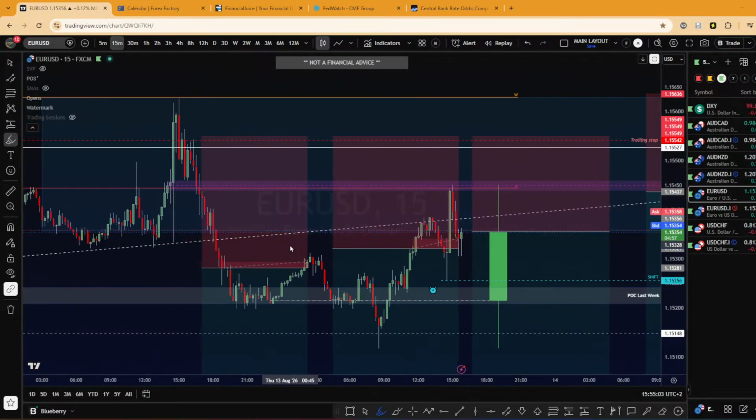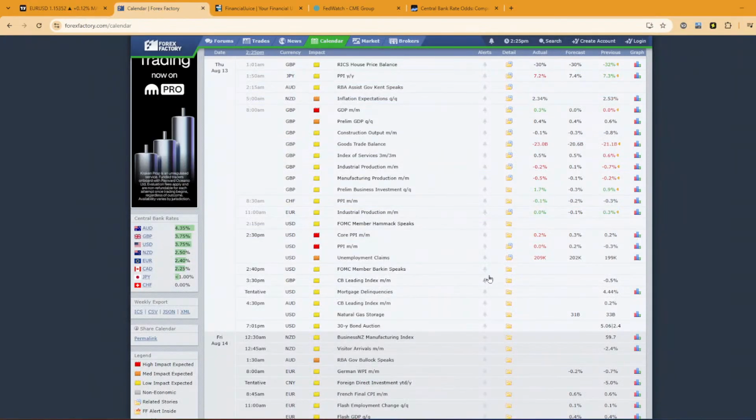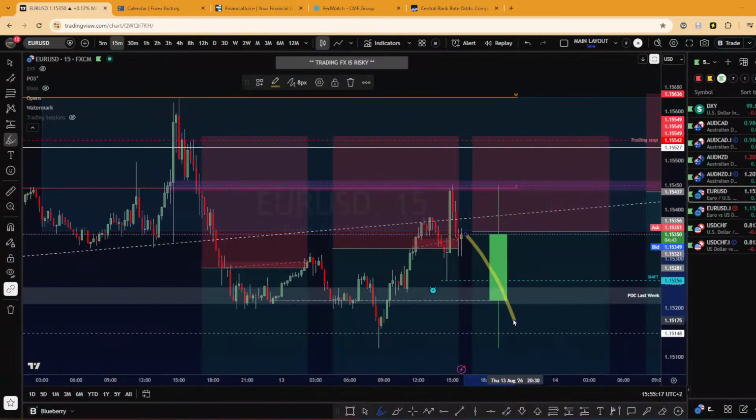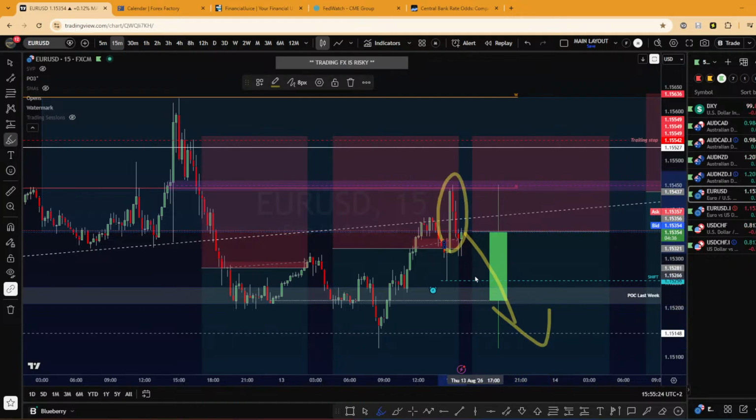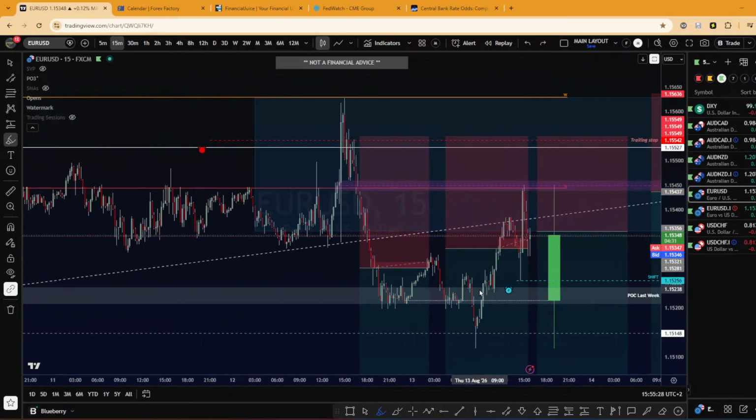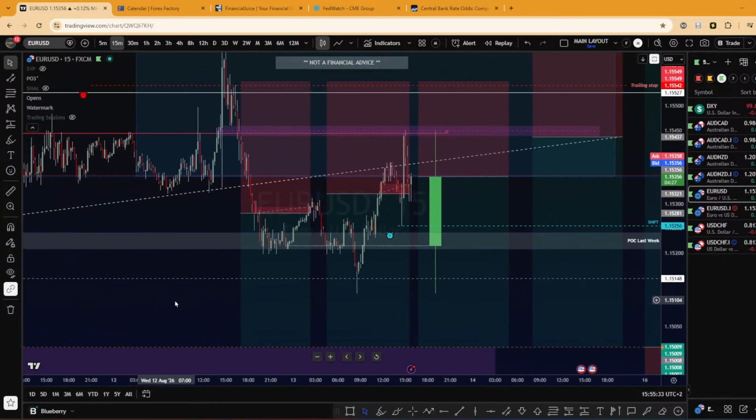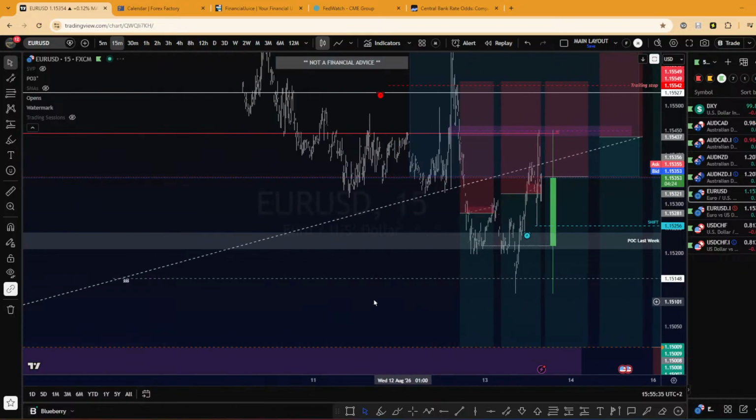Yeah, the only thing I don't like is the soft PPI which comes out recently. So this gives a lot of weakness on the dollar. So to be able to short this, I need some strength coming from the dollar, but we don't have it yet. So this is what makes me nervous right now on this trade.